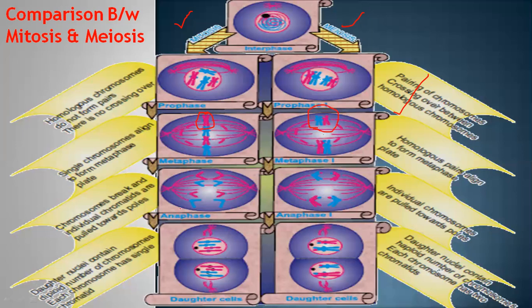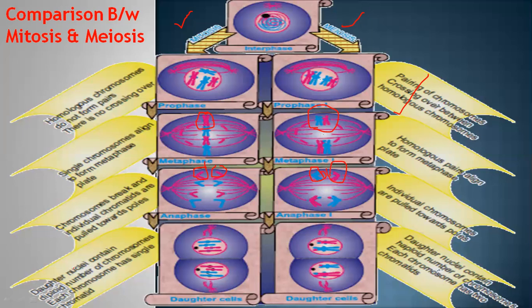Then in anaphase stage, chromosomes break into individual chromatids. This is one chromatid, this is the other chromatid. They move to both of the poles to make two cells. But here the individual chromosomes are pulled downward, like a complete chromosome is now pulled to both of the sides.